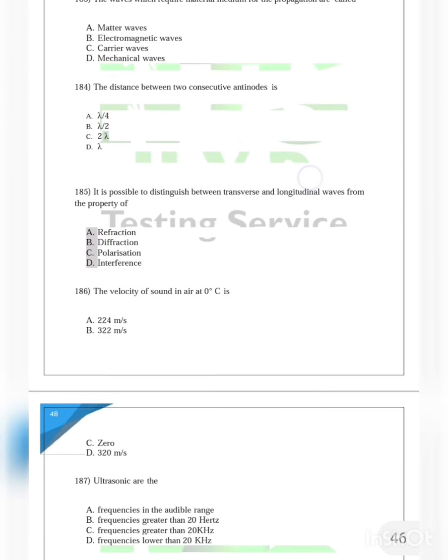Okay, optics question. It is possible to distinguish between transverse and longitudinal waves from the property of polarization. You know, polarization cannot be done by longitudinal waves, because we need transverse waves for the polarization property to happen.